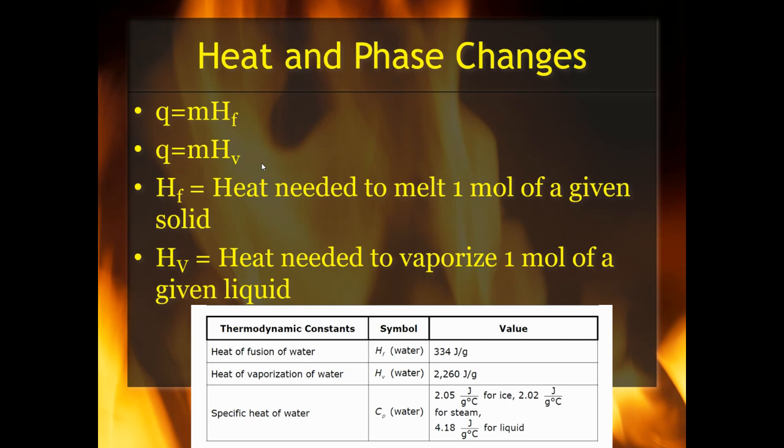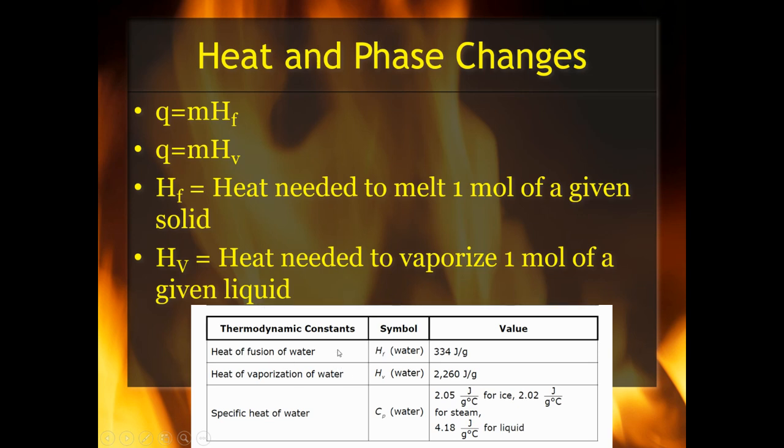So because at the phase change the temperature does not change, we can't use Q equals mc delta T to calculate the heat needed in order to do that. So we have two different formulas that we use for these phase changes. We have Q equals mHF and Q equals mHV. HF is the heat needed to melt 1 mole of a given solid, and HV is the heat needed to vaporize 1 mole of a given liquid.